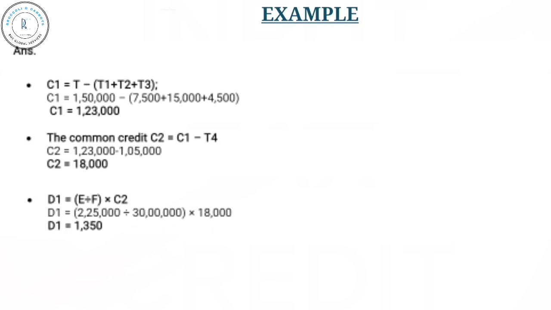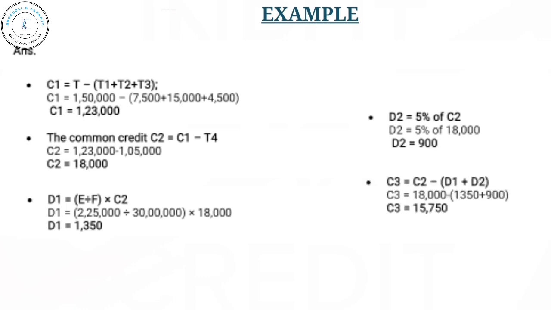D1 equals E divided by F times C2. D1 equals 225,000 rupees divided by 3 million rupees times 18,000 rupees. D1 equals 1,350 rupees. D2 equals 5% of C2. D2 equals 5% of 18,000 rupees. D2 equals 900 rupees. C3 equals C2 minus D1 plus D2. C3 equals 18,000 rupees minus 1,350 rupees plus 900 rupees.